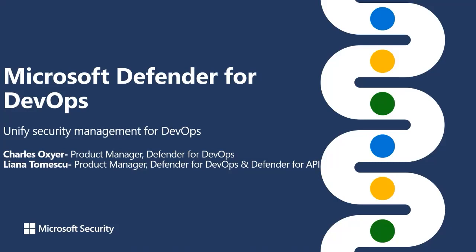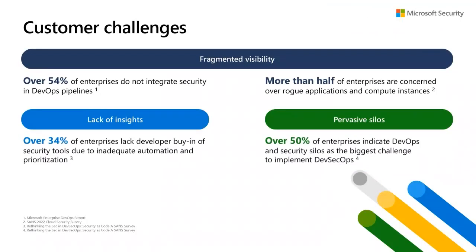Now, before we get into the demo and showing off our product, I want to go through a little of why Defender for DevOps exists and what problems we aim to solve. First, we have fragmented visibility. Over 54% of enterprises do not integrate security into DevOps CI/CD pipelines.